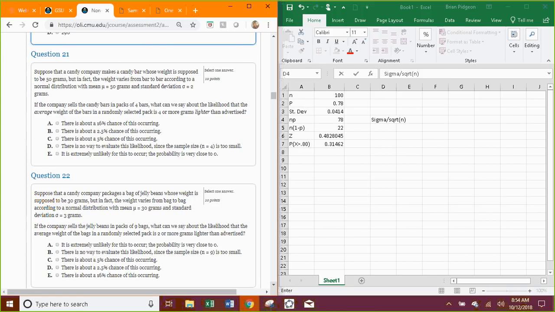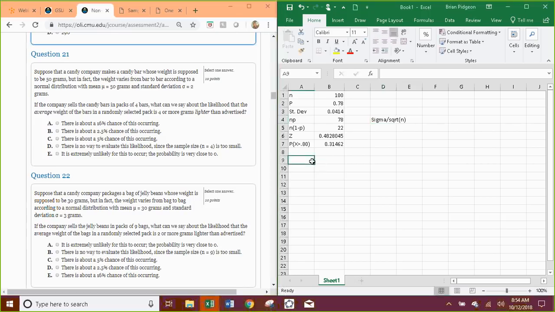That's kind of like that. It varies. So if the company sells the candy bars in packs of 4, what can we say about the likelihood that the average weight of the bars in a randomly selected pack is 4 or more grams lighter than advertised? So, this is for a mean.